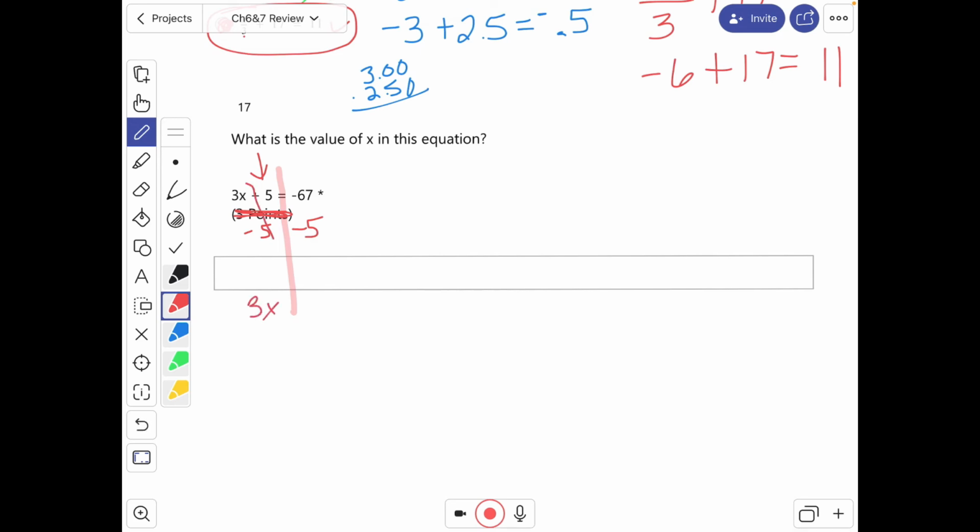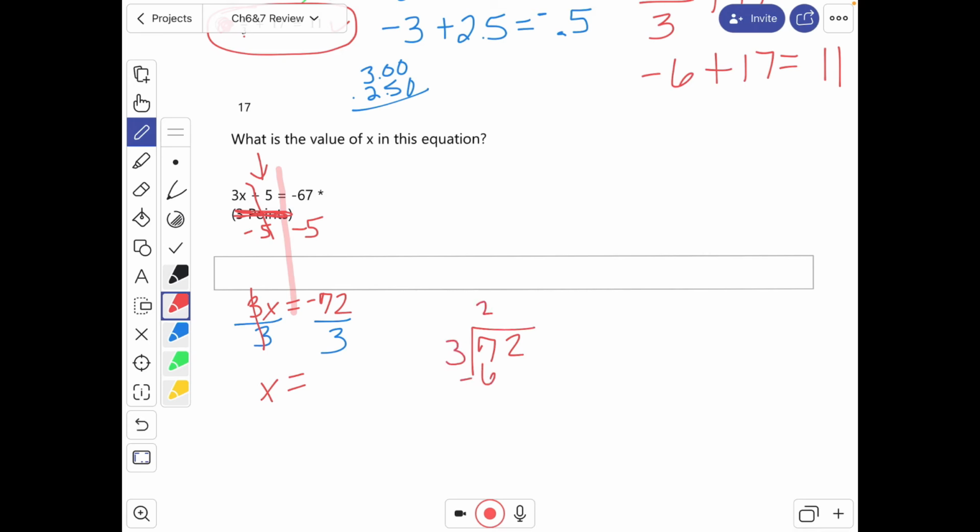If I do that, the 5's cancel on the left, and 3x comes straight down, equal sign straight down, and negative 67 and negative 5 make negative 72. And then we want to do the opposite of multiplying by 3, which would be dividing by 3. And you must do it on both sides. The 3's will cancel. X comes straight down, equal sign straight down.